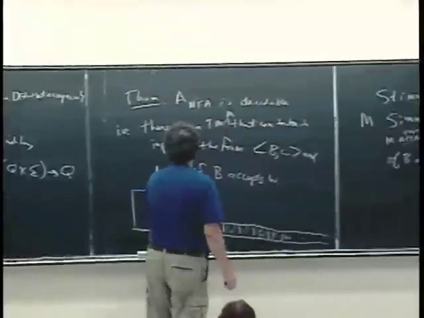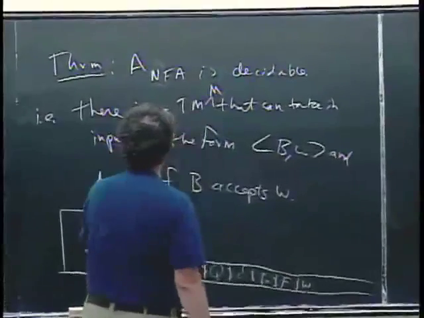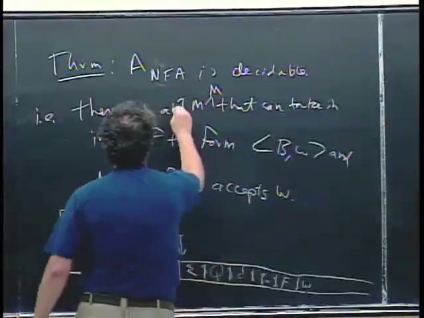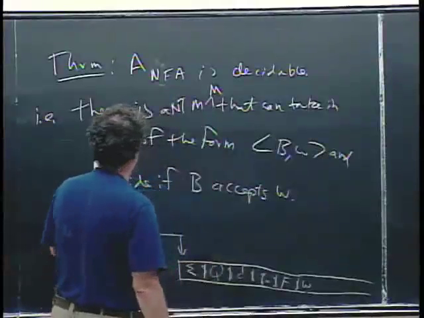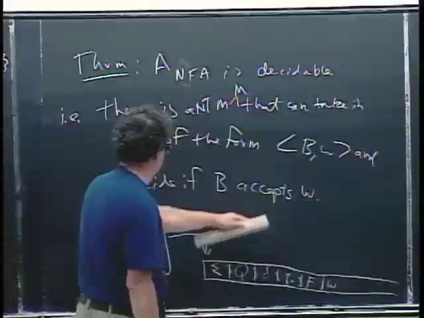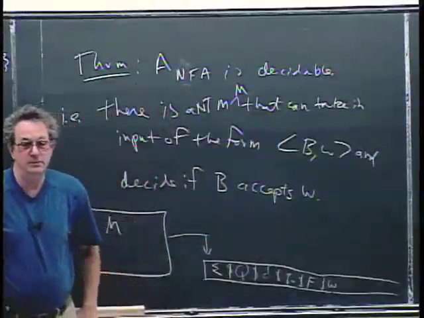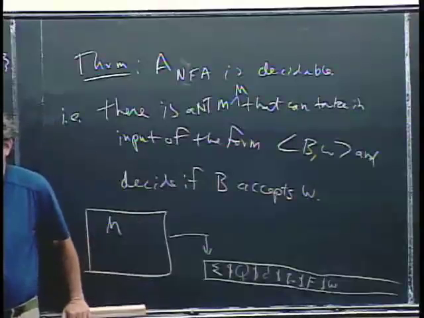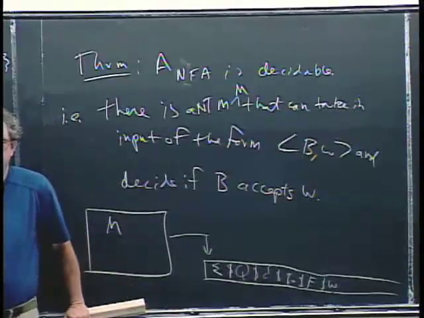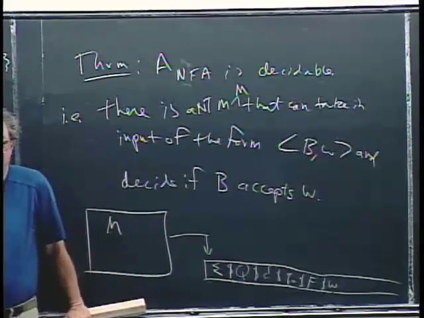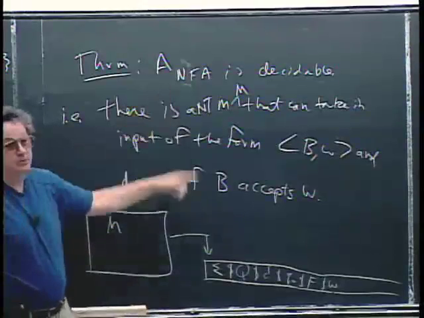NFA is decidable. There's a non-deterministic Turing machine that can take input of that form and decide if B accepts W. Okay, what's the proof of this? Assuming that our previous theorem was actually proven to everybody's satisfaction, what then is the proof of this?